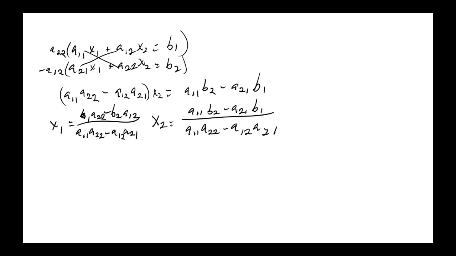I'm sorry, B2 times A... B1 times A21. And that's exactly what you got for the second, which covers the whole section. That's exactly what we're doing with matrices. But before we went that far, they define what a determinant of a matrix is, which we just did.